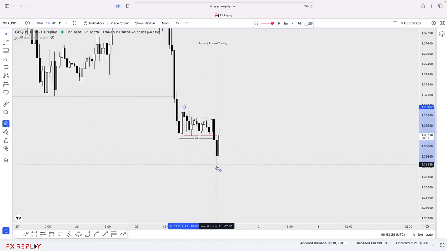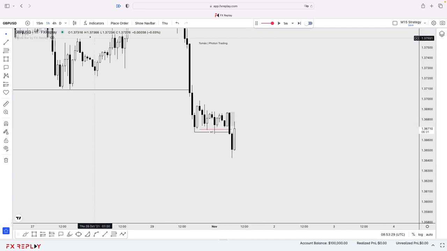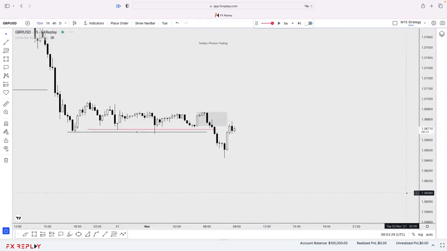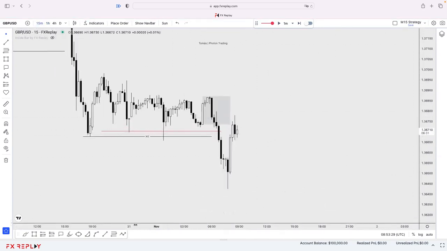Okay, and it's at premium. So I'll be marking my H1 POI, and I'll be looking for my low time frame entry model. Perfect.